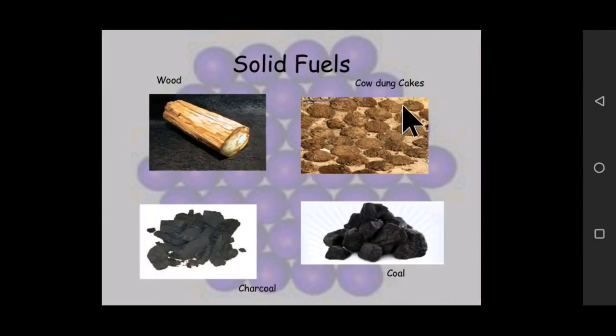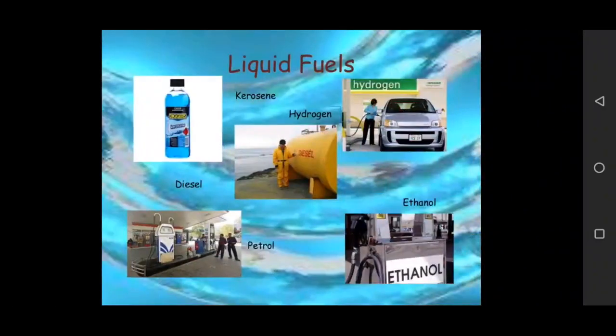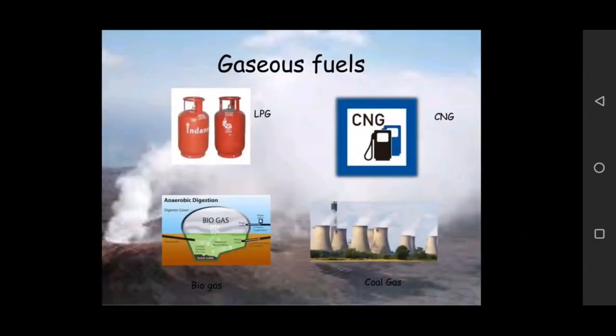Now, wood, cow dung cake, charcoal, etc. are examples of solid fuels. Kerosene, diesel, petrol, etc. are examples of liquid fuels. And LPG, that is liquefied petroleum gas, CNG, that is compressed natural gas, and coal gas are examples of gaseous fuels.